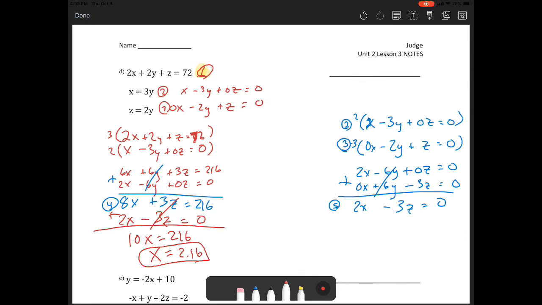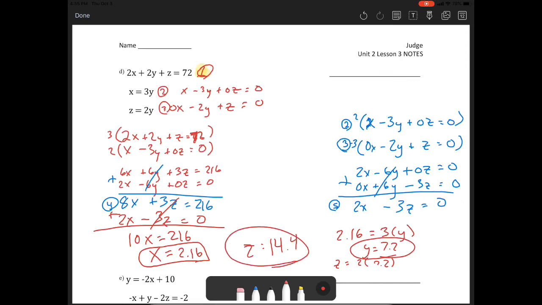I can plug that into one of my last equations, which I can do 21.6 equals 3y, divide by 3, and I get y equals 7.2. Then I can plug in my last one, which is going to be for my z, and I have 2 times 7.2, which means my z will be 14.4. So my answer is going to end up being 21.6.